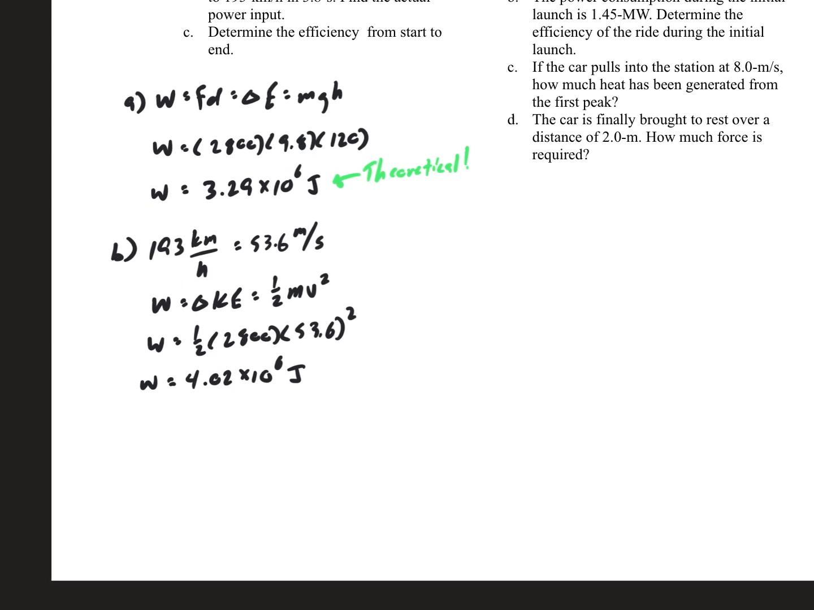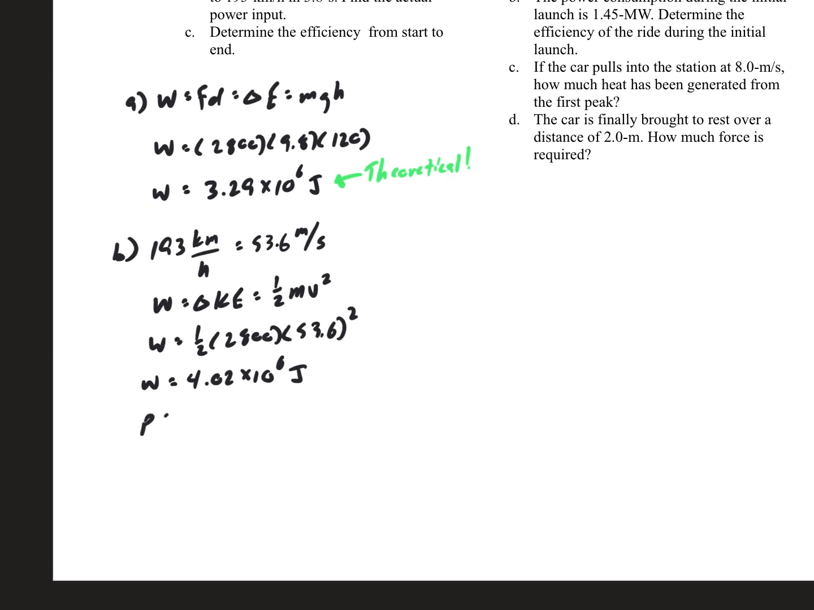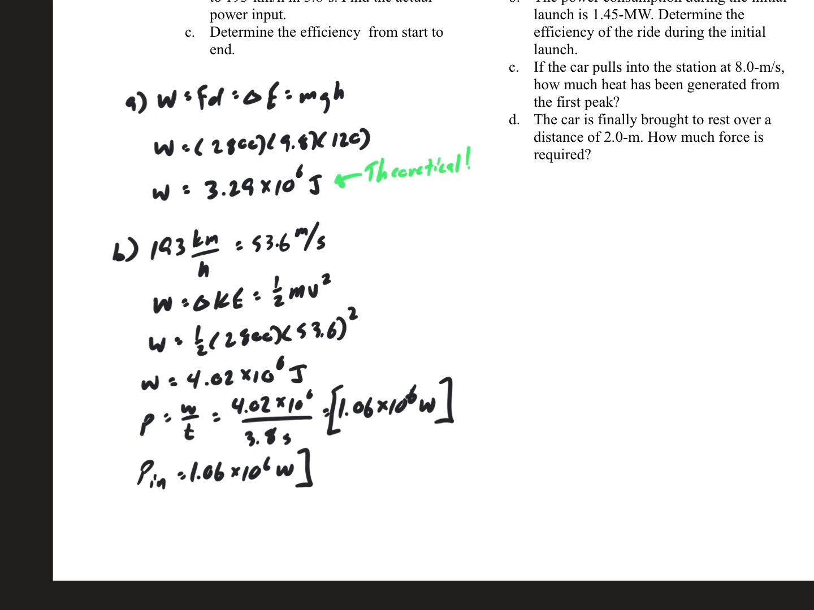It wanted the power, so all I've got to do is figure out what the time was, and it was 3.8 seconds. So 4.02 times 10 to the 6th divided by 3.8 seconds. So I get a power input to get this thing moving as fast as it was of about 1.06 times 10 to the 6 watts. And so that is power in. I'd like to make sure I keep everything in order here.